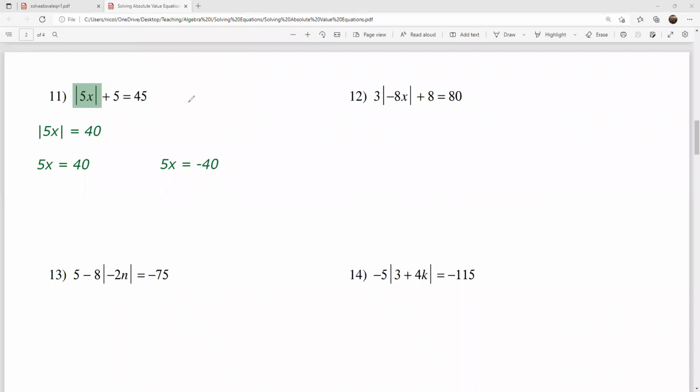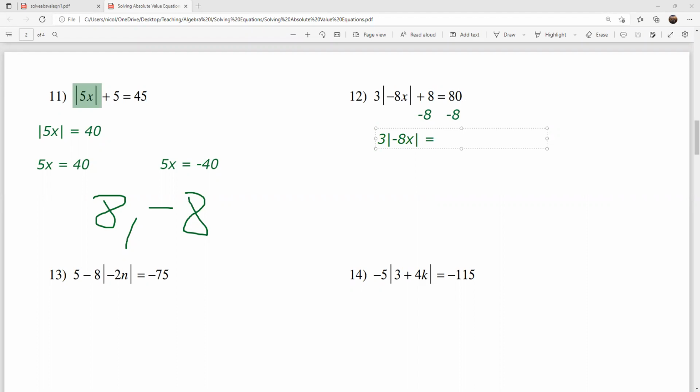So remember, for these, you get two answers. A lot of students, sometimes they forget that. They only get one answer, and that's only half of the answer, right? It's not the correct answer if you're only getting 1 out of 2. So try not to do that.